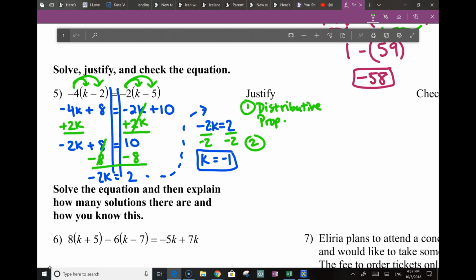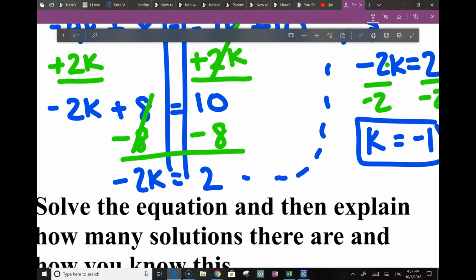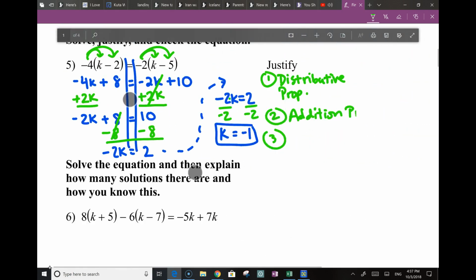The second step was done right over here, and this is when we added 2k, so this is simply called the addition property. Again, I'm abbreviating. The third step we did was right over here where we subtracted 8 on both sides. So this is simply called the subtraction property.